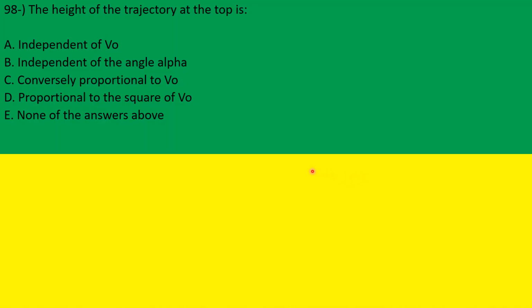Okay, we have the height of the trajectory at the top. We have height to be u squared sine squared theta, or alpha, over 2g, right? Independent of u? Because I'm using u here to be visible, independent of u, that's not true. Independent of the angle alpha, that's not true. Inversely proportional to v0, that's not true. Proportional to the square of v0, correct, right? Because v0 here is u, so the height of the trajectory is proportional to the square of the initial velocity. So our answer is D.